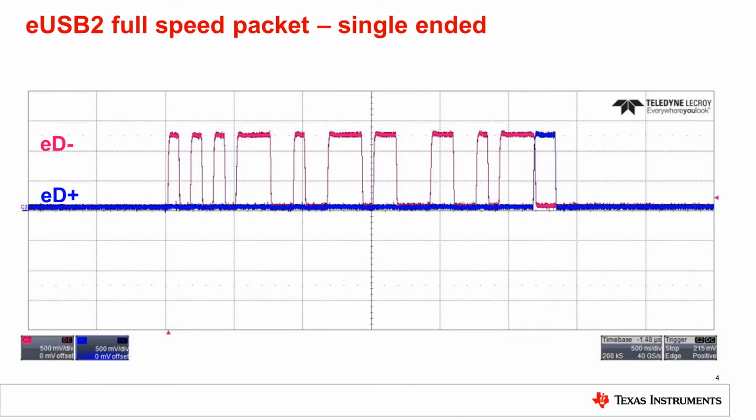In eUSB2, the 3.3 volt differential signaling of USB full speed is translated to 1.2 volts or lower single-ended signaling on the eD- by the eUSB2 repeater, with the end of the packet appearing as a pulse on the eD+ line. The bit time of 83 nanoseconds remains the same. For a low-speed device, the 3.3 volt differential signaling of USB is conversely replaced with the lower voltage single-ended signaling on eD+, and the end of the packet is seen on eD-.